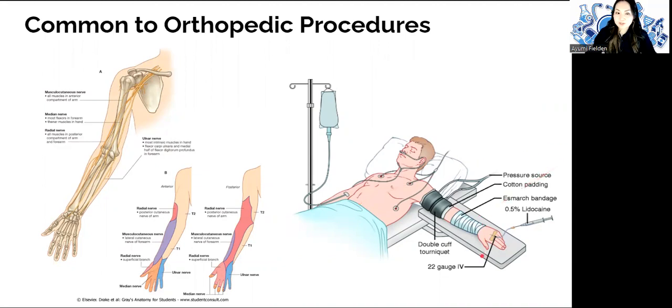Bier block is commonly used for patients who are undergoing procedures like carpal tunnel release. What is a Bier block? It is an IV regional anesthesia. What they're going to be doing is putting in the IV and inflating the blood pressure cuff. It looks like a blood pressure cuff, but they inflate it and then they inject lidocaine. So it'll infiltrate right here and provide local anesthetic there for quite a bit of time.